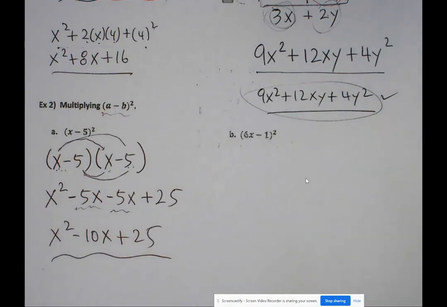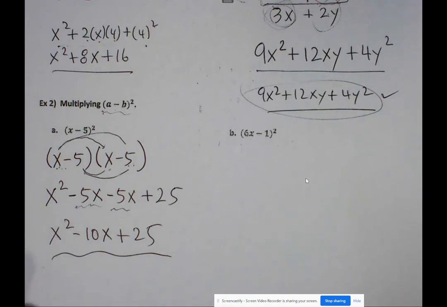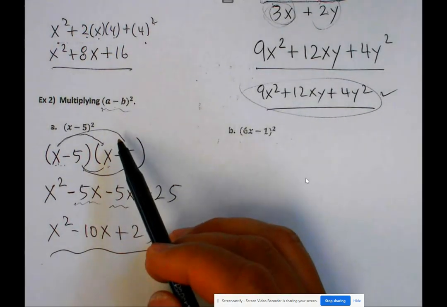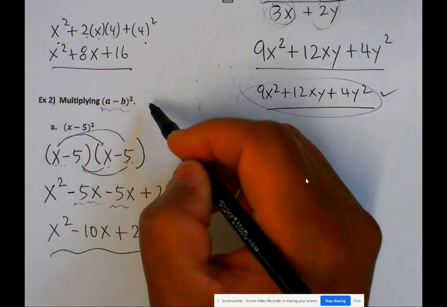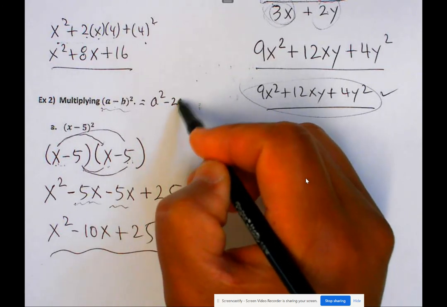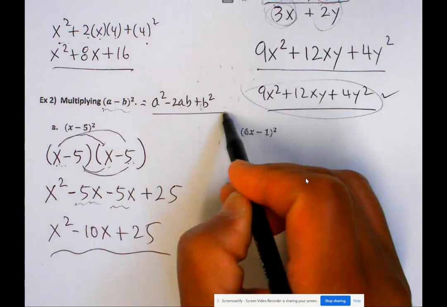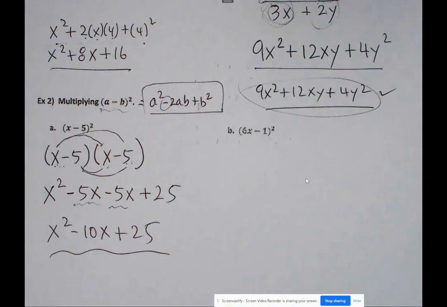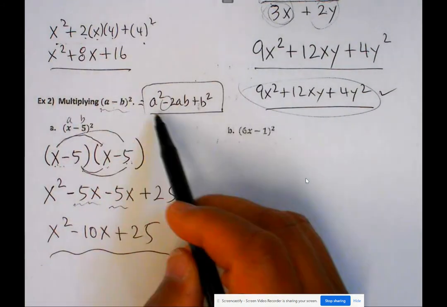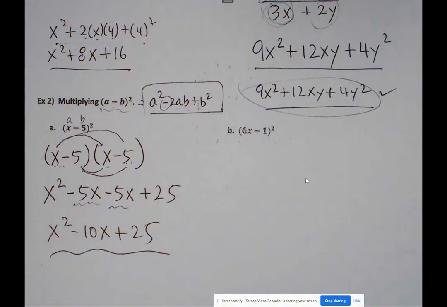Alright, if you want to use this, that's fine with us. If you happen to use a formula, for this one, it is a squared minus 2ab plus b squared. That's your formula. Remember I told you that the middle sign is just changed to minus rather than plus. And this will be a and b, and you just have to plug it into those letters, and it will give you the formula.